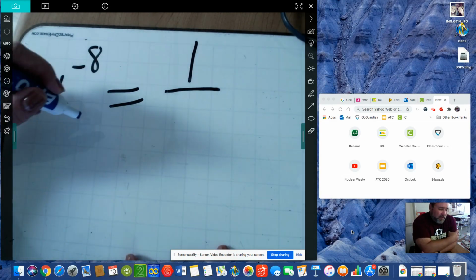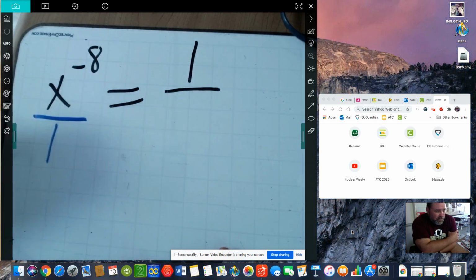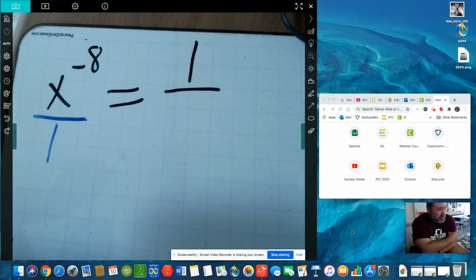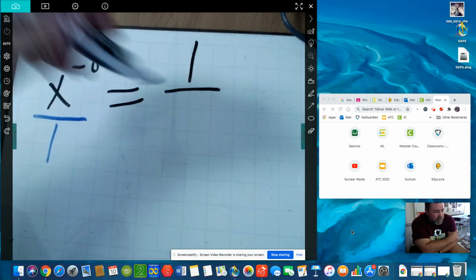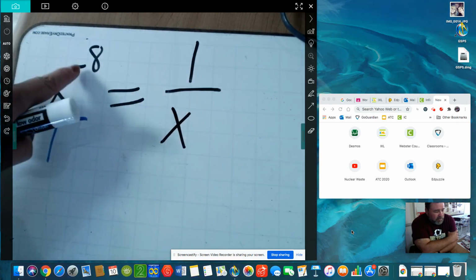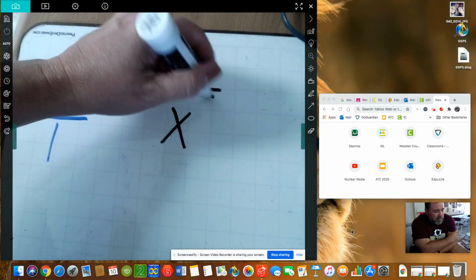So you got to think, you can always put divide by 1 to change anything to a fraction. So if you flip it over, the 1 gets on top, the x moves on bottom, and that changes that negative exponent to a positive exponent.